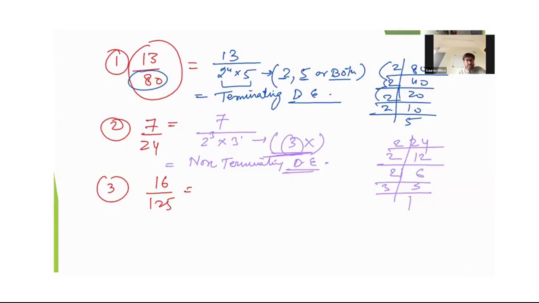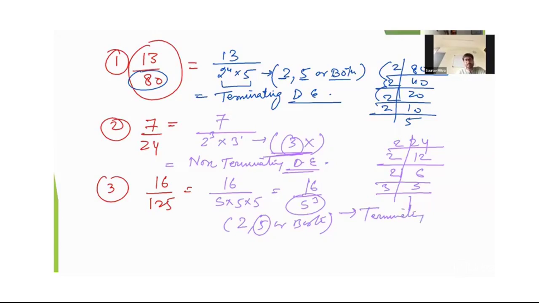Now 16 upon 125. 125 can be written as 5 into 5 into 5, so this is 16 by 5 to the power 3. Here 5 is present and there is no other prime factor other than 5. Therefore this will be a terminating decimal expansion. So we have discussed the decimal expansion, whether it is terminating or non-terminating.